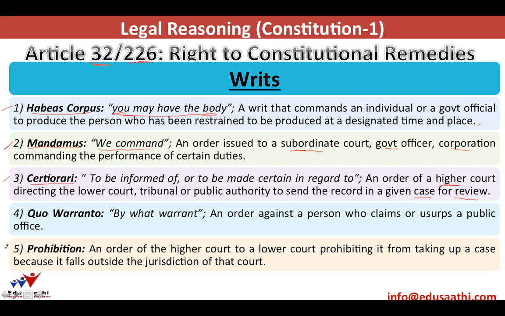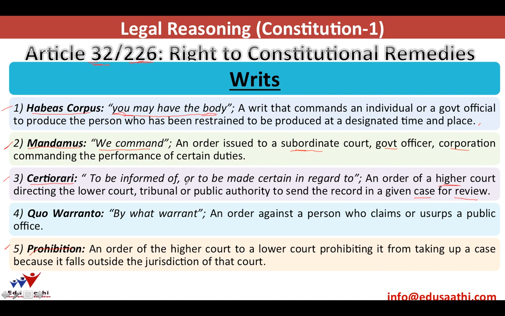So we will discuss prohibition before because it's related to the certiorari. Prohibition is an order of the higher court to the lower court prohibiting it from taking up a case because it falls outside the jurisdiction of the court. In the first case, the situation has already arisen, right? So it's a cure kind of a thing.